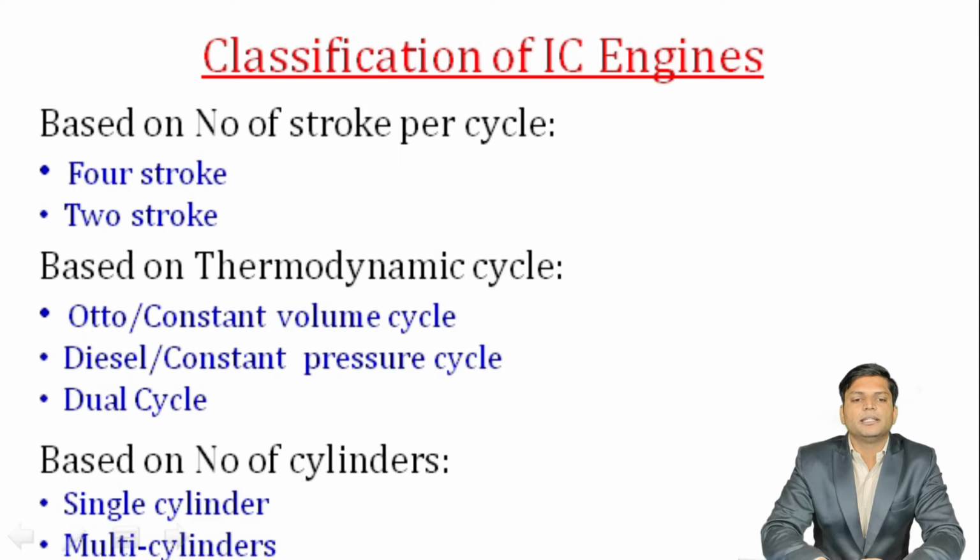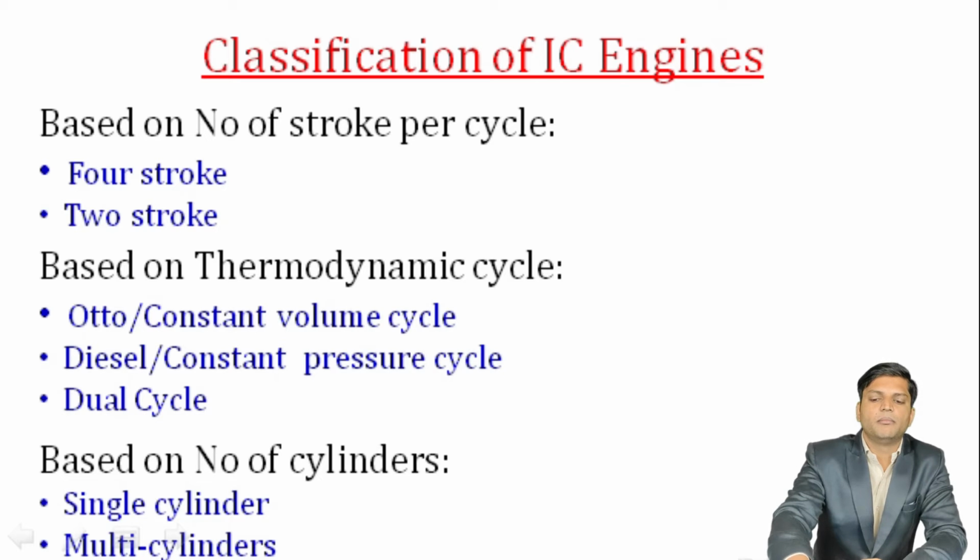Then the next one is based on number of cylinders. First one is the single cylinder engine and second one is the multi-cylinder engine. Single cylinder engine is a smaller engine, so if we need more power output then we increase the number of cylinders, hence it is called a multi-cylinder engine.